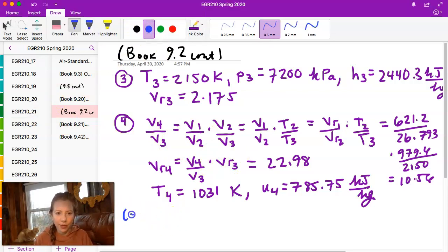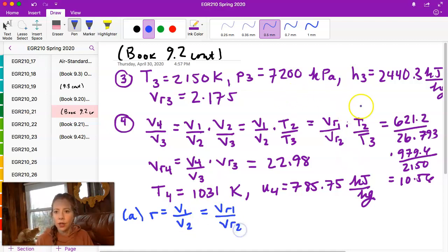All right, so now we can just go ahead and finish off what we were actually looking for in this problem. Now that we fixed all our states, it's always the first place you should start. And so our compression ratio, r, is going to be V1 over V2, which is the same as VR1 over VR2, which we already know is going to be 621.2 over 26.793. And that is going to give us 23.19.